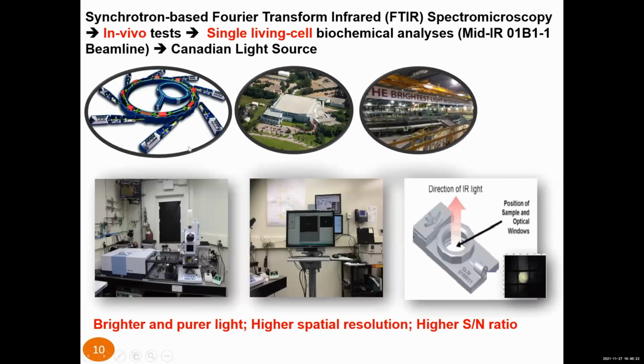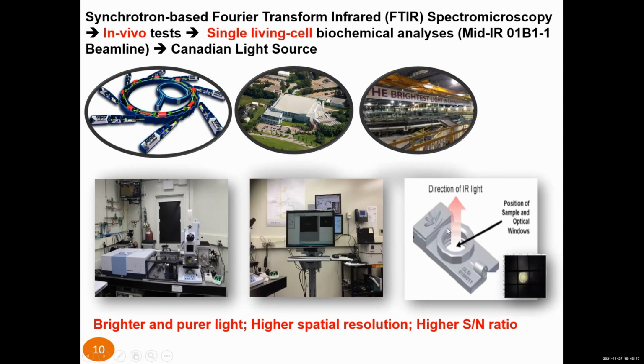And please look at those images. The first row is about the Canadian Light Source. It provides synchrotron-based technologies in Canada. And the second row is about synchrotron-based FTIR spectral microscopy. It can be used to do in vivo tests. That means it can see a single cell, a live cell.